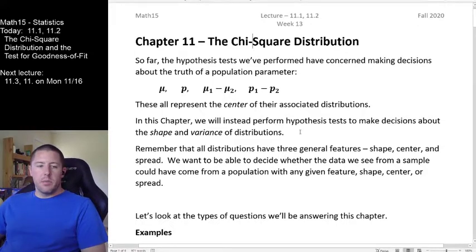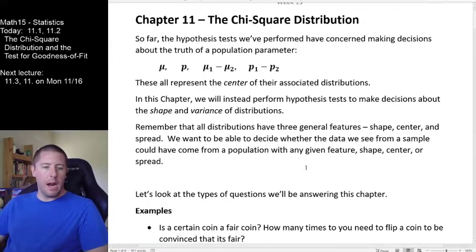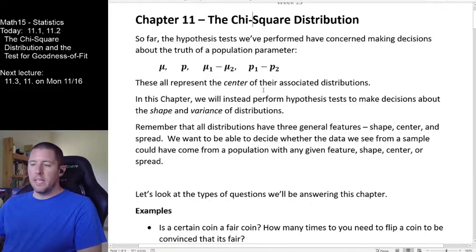So far, the hypothesis tests that we performed this semester have all been about making decisions about a population parameter, either mu or p, our average or proportion associated with a given population. And also, we looked at making decisions about the difference in averages or the difference in proportions between two populations. However, despite the fact that there's a bunch of different hypothesis tests that we've already looked at, all of them do the same thing in that all of them are responsible for helping us make decisions about where the center of a distribution is located.